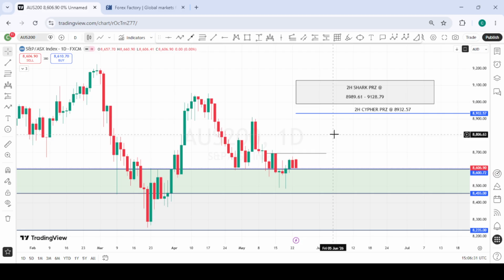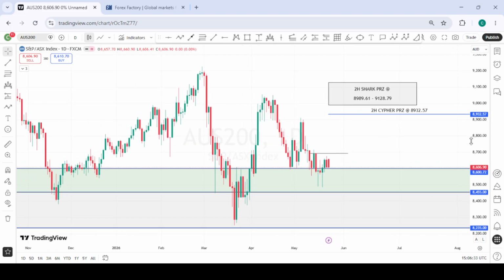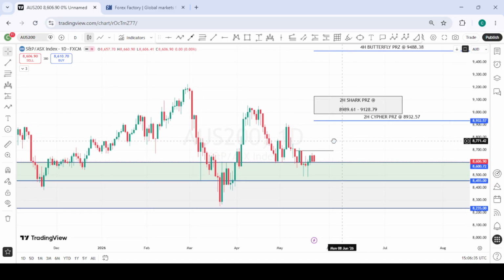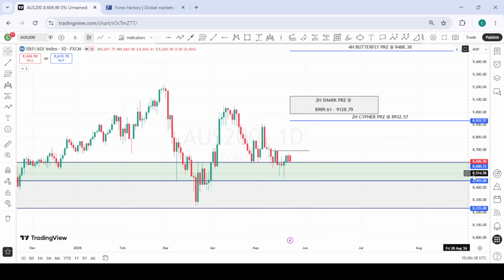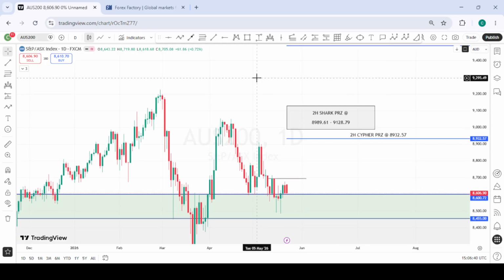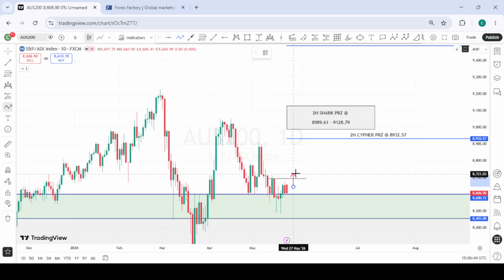This is Australia 200, and for the Australia 200, we are reacting from an area of interest. So going into next week, what we are looking forward to is a daily structure shift here. We get a daily candle to shift this structure we have here. We wait for a higher low formation. We look for buys to the upside.